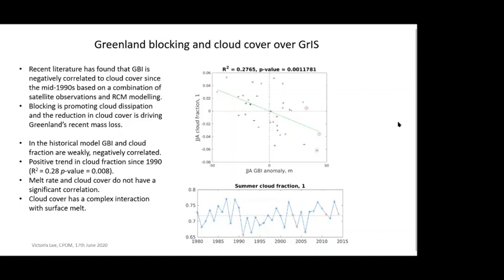So if we look at the correlation that we get for the Greenland blocking index to the cloud fraction, we get a very weak correlation. And also, if we look at the time series of our cloud fraction, we actually get a positive trend in the 90s. So I think we can rule out a connection to the cloud, certainly in our case.